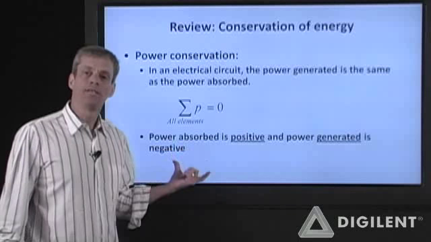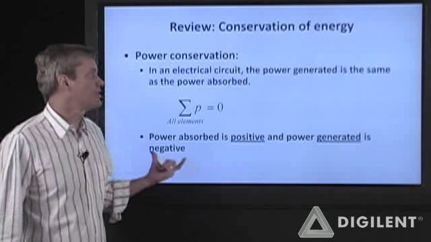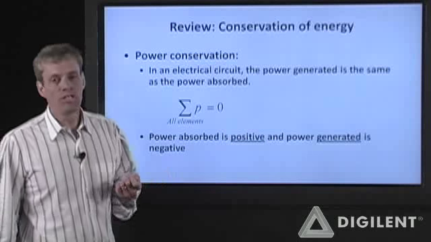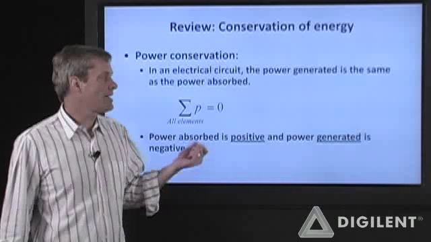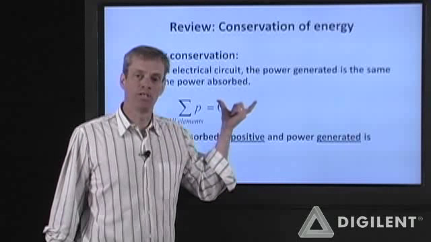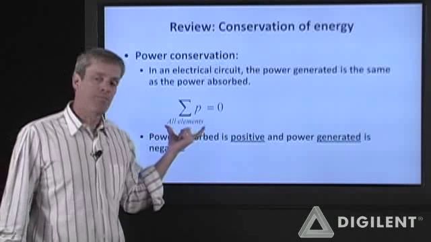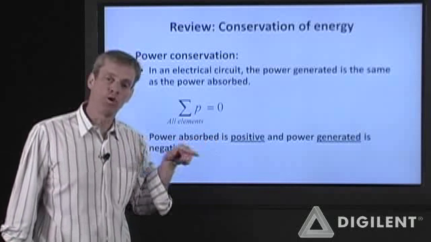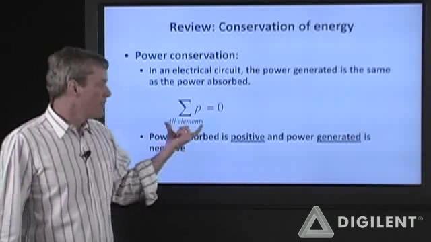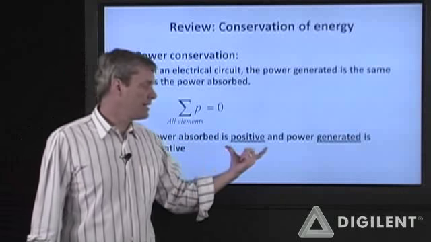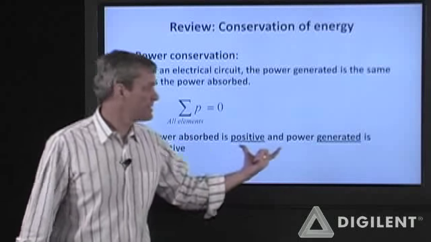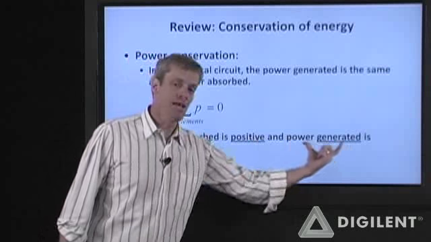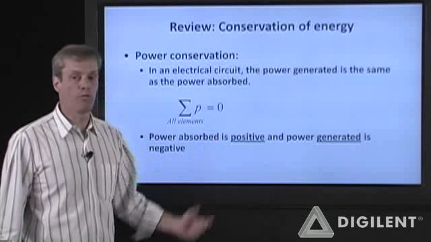We also talked about conservation of energy during the last lecture. Within an electrical circuit, the amount of energy generated in that circuit has to balance out with the amount of energy absorbed. So if we sum up the power contribution from all elements, we have to end up with 0 for an overall electric circuit. This summation works because power absorbed is positive, power generated is negative. You can cancel out the positive and negative contributions and end up with 0.